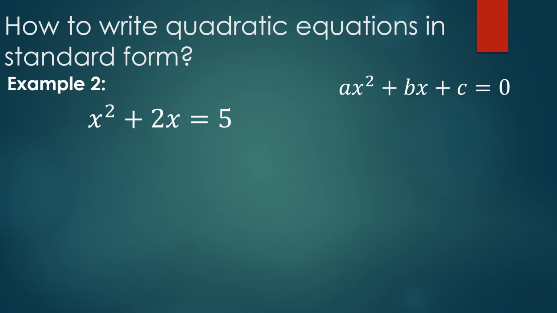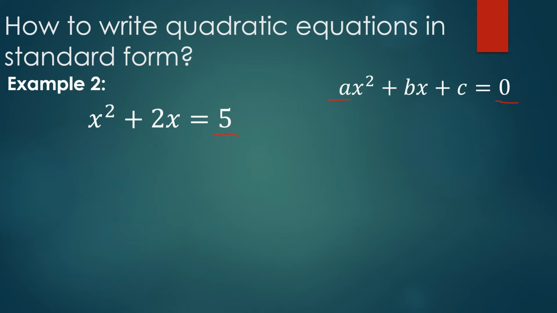As you can see in the example, it is equated to 5. Our aim is to make the right side of the quadratic equation equal to 0 to make it in a standard form, and make the value of your a always a positive number. For us to make this 5 equal to 0, what are we going to do?